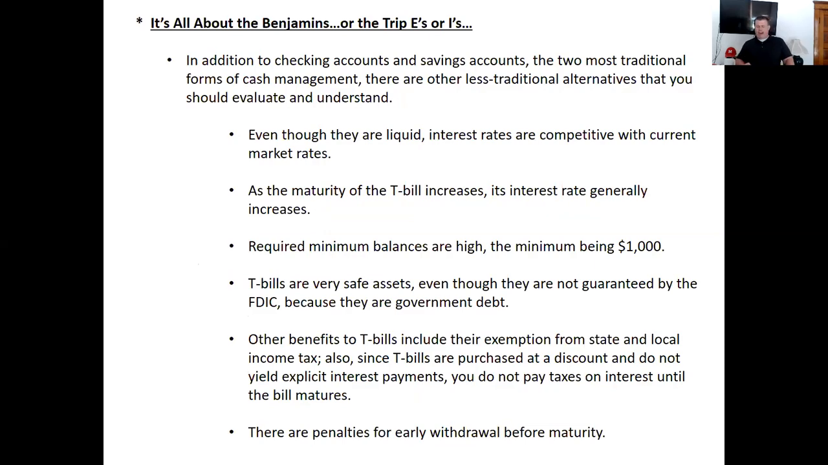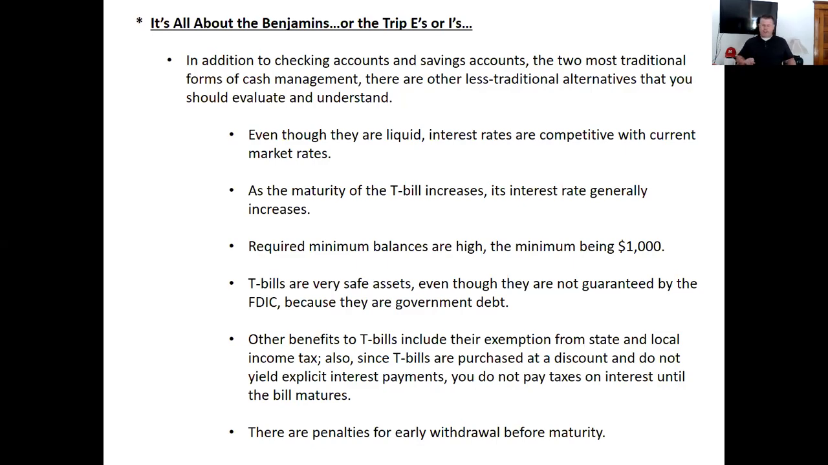T-bills are very safe assets, even though they're not guaranteed by the FDIC, but because they are government debt, it's a huge deal if the government would not pay it. So they're pretty careful about paying it. Normally, if a government doesn't pay its debt, it means the whole economy is going to collapse and they can't afford to even pay their debt. And no one's going to loan them money then to help rebuild their economy. So we would be in like a third world, poor, we're talking some desert country or sub-Saharan country in Africa type poor if that were to ever happen.